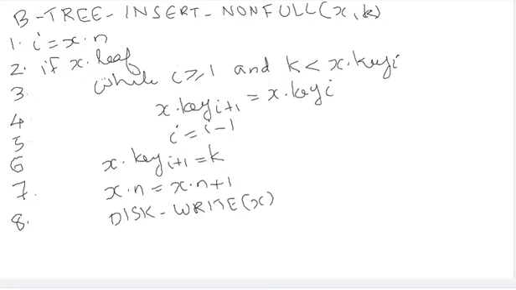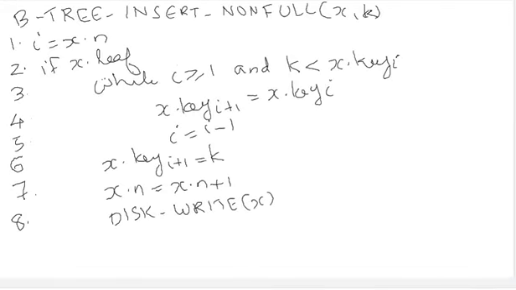Else means x is not a leaf node, it is an internal node. In that case again we check i greater than or equal to 1 and k is less than x.key_i. So remember, here x is an internal node. There also, i greater than or equal to 1 and k less than x.key_i. If x is an internal node, then we cannot insert a k into this node. We can insert key values only into leaf nodes.